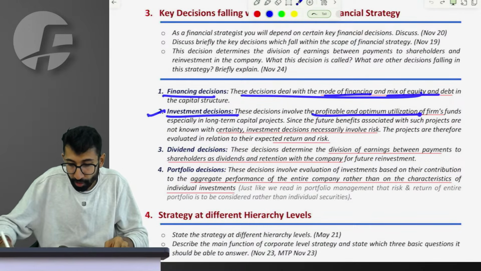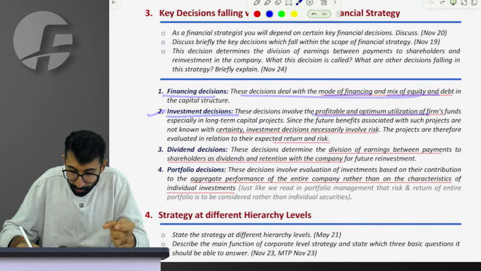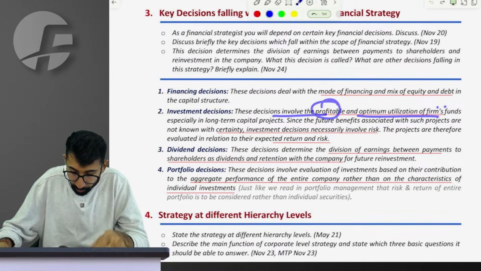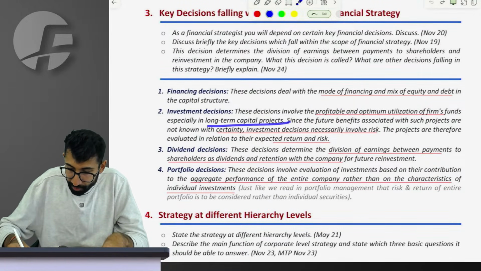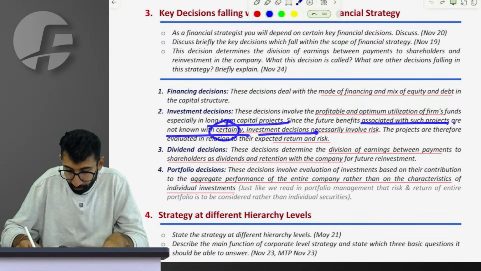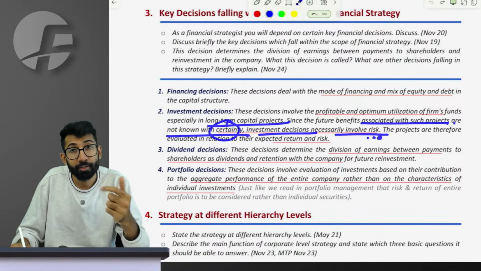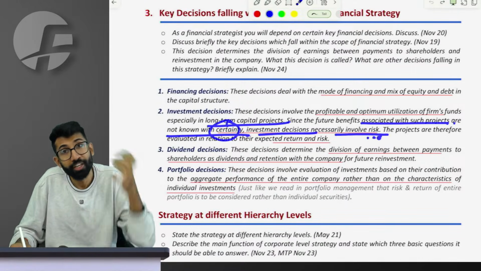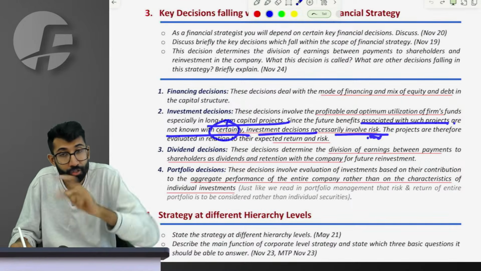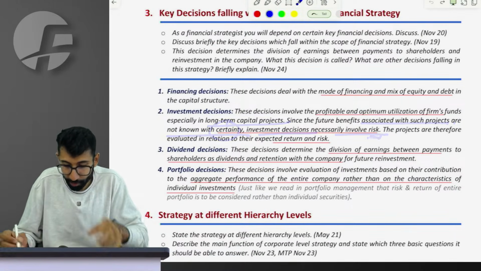Investment decision is where to invest, which means a decision involving profitable and optimal utilization of the firm's funds, especially in long-term projects. Since future benefits are associated with uncertainty, investment decisions necessarily involve risk. Do you agree with the advanced capital budgeting decision chapter, where we tried to incorporate risk by calculating SD and variance of cash flows and NPV? That is what it talks about.